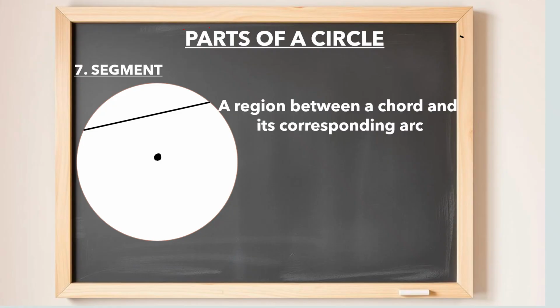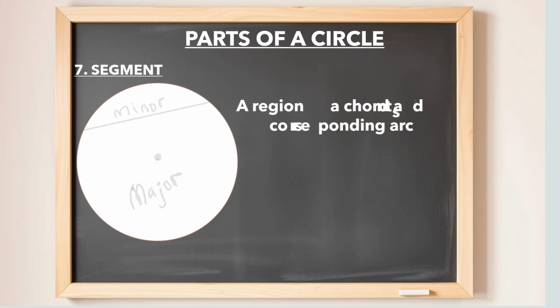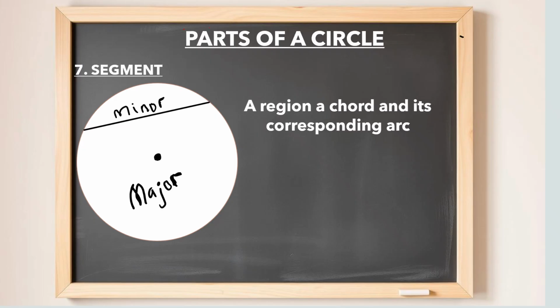Now, for the segment, we have a minor segment. This smallest part here is called a minor segment. This is different from an arc. An arc is just the curve, while the segment is the entire part here. Your major segment is going to be this entire part down here, while this is going to be the minor segment.